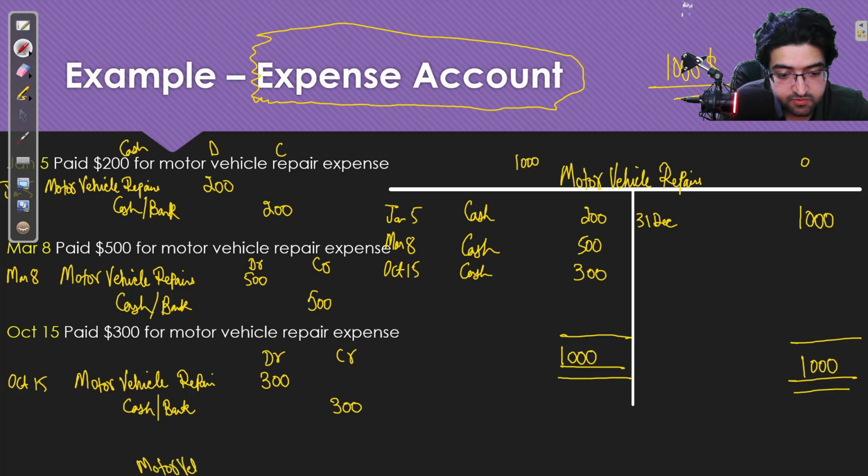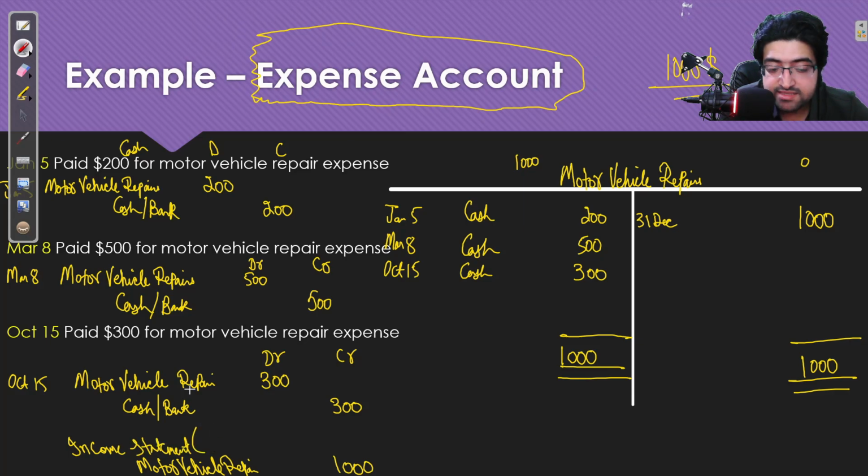Motor vehicle repairs. The total amount, which is 1000, will be credited. And where is this expense going? We are moving this expense to the income statement. So the account opposite will be income statement, which we also call statement of profit and loss. You can either write income statement here or statement of profit and loss. Let me just write P and L here to show you. And then we write the amount 1000.